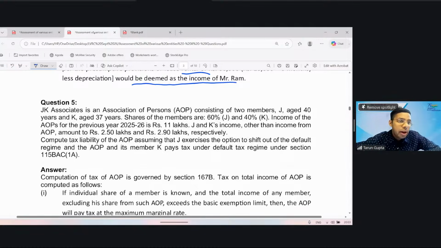If shares are determinate and AOP has no such member which is taxable at higher rate, but if it has any member whose other income is more than the basic exemption limit, then the entire income of AOP is taxable at MMR. If the shares are determinate, it has no member which is taxable at higher rate, and no member has other income more than the basic exemption limit, then only the AOP is taxable at a slab rate.